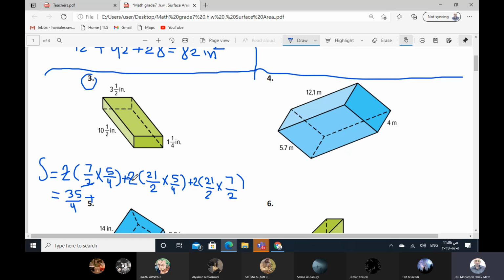we can cancel here 2 from 2 down here. It means 21 times 5 will be 105 over 4. Plus, and here we can cancel 2 here with 2 here. It means here 21 times 7 will be 147 over 2.